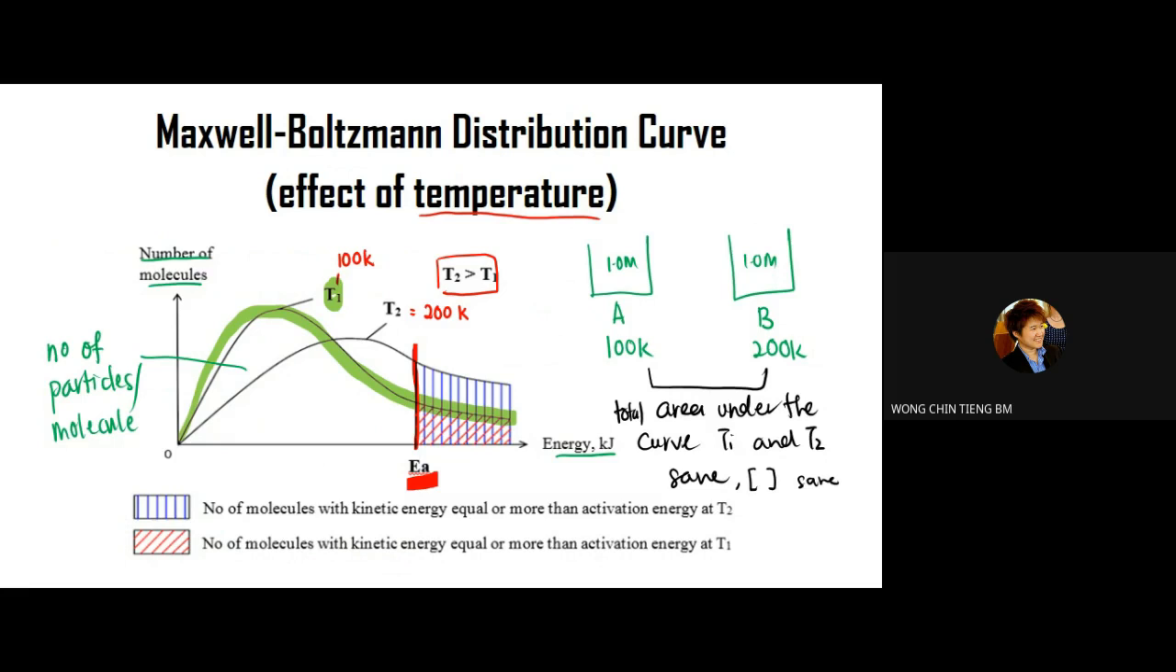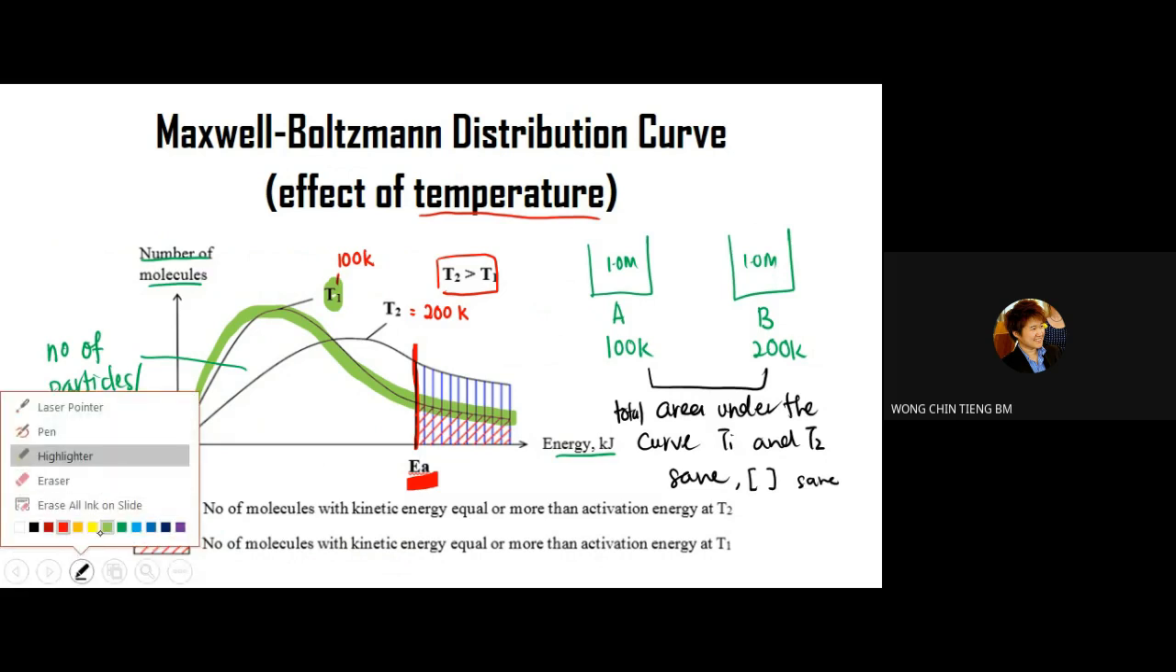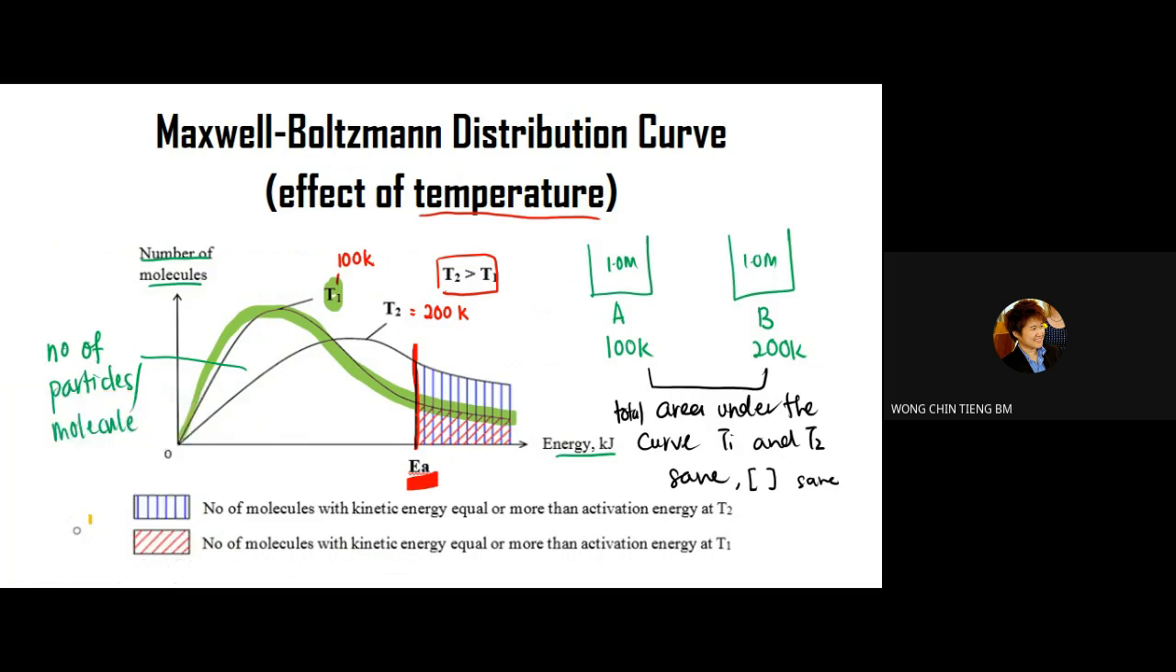Suhu tinggi, rate tinggi. So, kita tengok suhu tinggi terlebih dahulu. Kita tukar color sikit. Suhu tinggi saya adalah T2, which is 200 Kelvin. And this is the curve of T2. And the area under the curve for T2 adalah everything until the x-axis. Everything. Semua ni adalah area under the curve for T2.